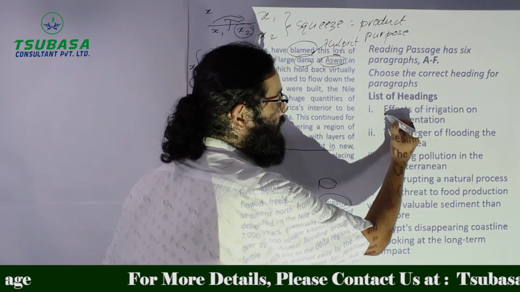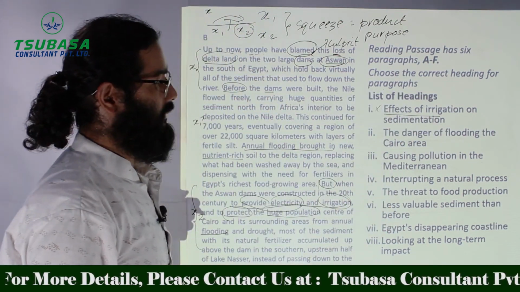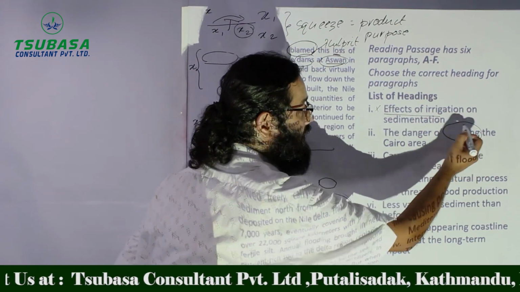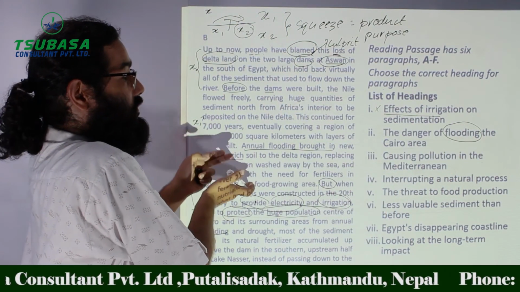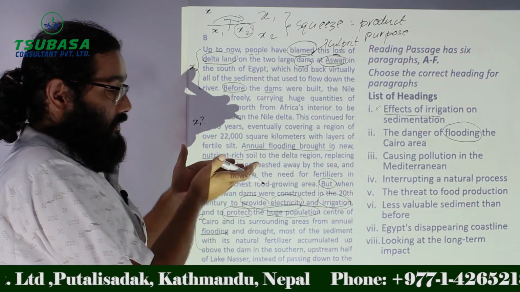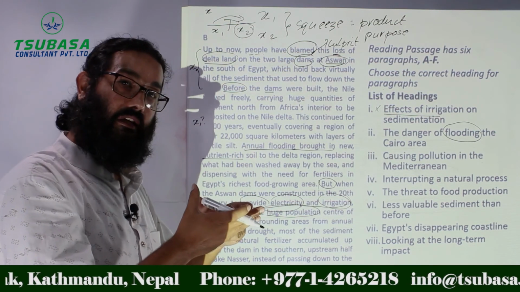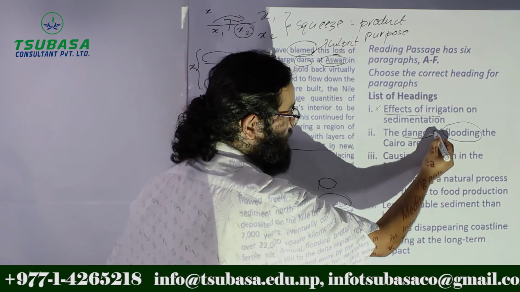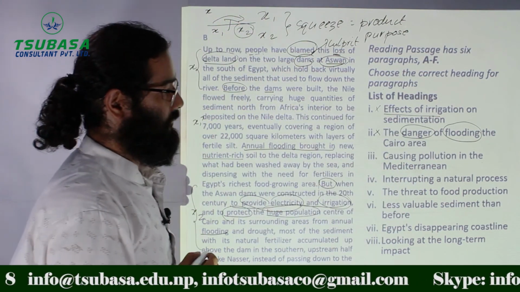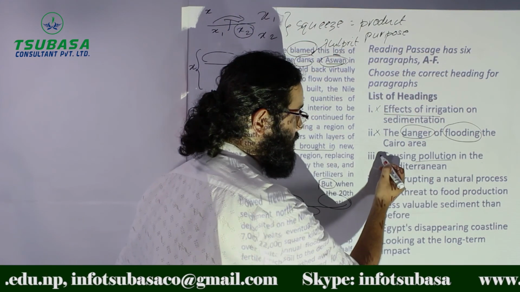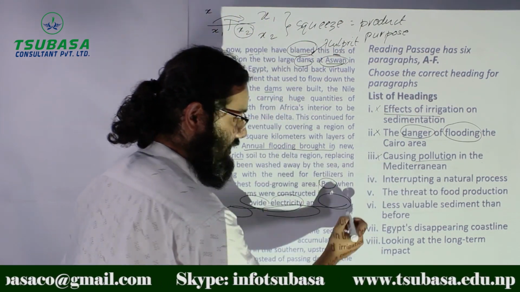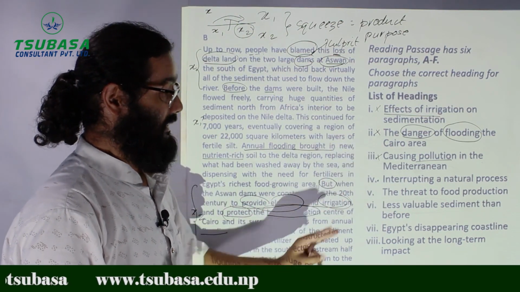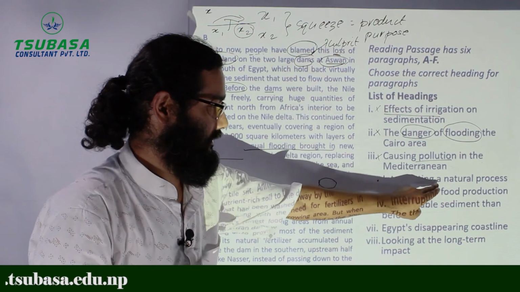It does not talk about effects of irrigation. This cannot be an answer. Now the danger, it does talk about flooding, but the writer has used the term flooding here to say that the dam was built in order to protect people from the flood. So it does not talk about the danger. So this cannot be an answer. It does not talk about pollution. Now let's keep this. Why? Interrupting a natural process.